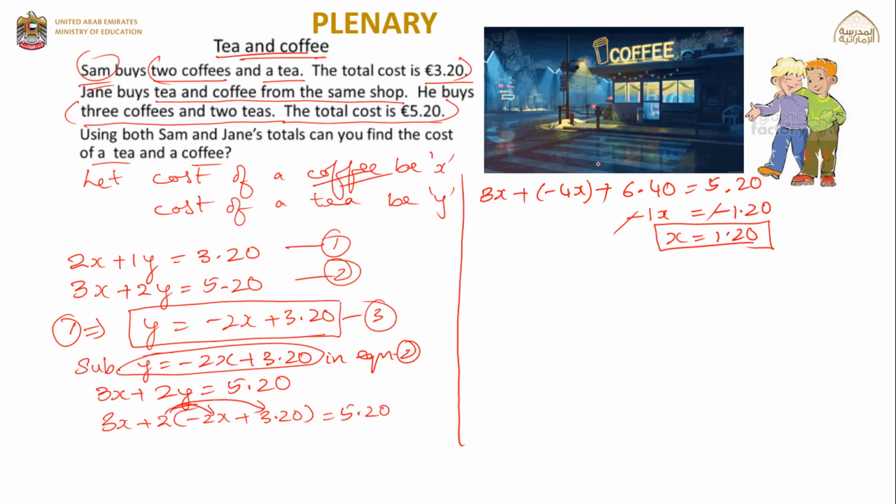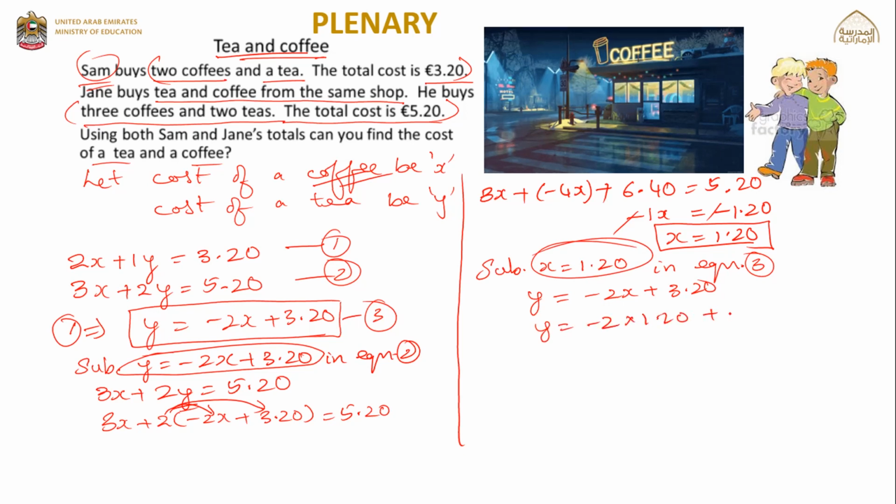So to find the cost of a tea, you're going to substitute the value of x in any of the equations. So which would be easier to do so? I will pick equation number 3. So equation number 3 says y equal to negative 2x plus 3.20. Replace the value of x as 1.20. So what do you get when you simplify? When you simplify, the cost of a tea would be 0.80 euros.